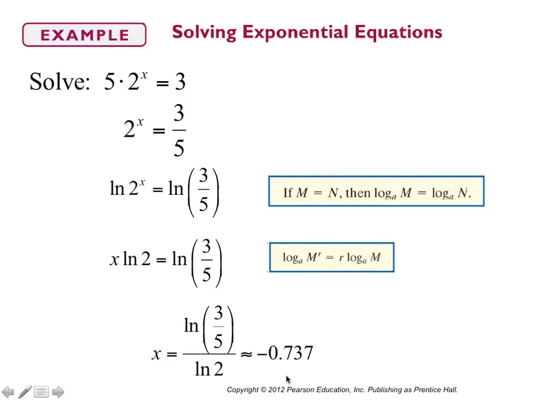And again, you can know if you got this correct by taking this, plugging it in for x, and making sure that it works. And this one, again, when you do 5 times 2 to the -0.737 power, you're going to get some number that's pretty close to 3. Again, it's not going to be exact since this one was rounded.